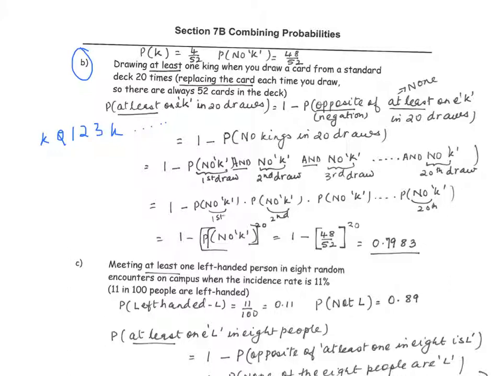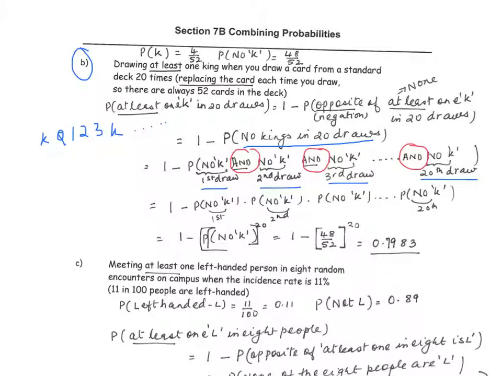So probability of at least one king in 20 draws is 1 minus the opposite of that event. Getting at least one king in 20 draws, what's the opposite of that event? Getting no kings in the 20 draws. No king in the first draw, no king in the second draw, and no king in the third draw, and no king in the last draw, which is the 20th draw. The important word here, let's not miss that, is and. No king in each one of those 20 draws.